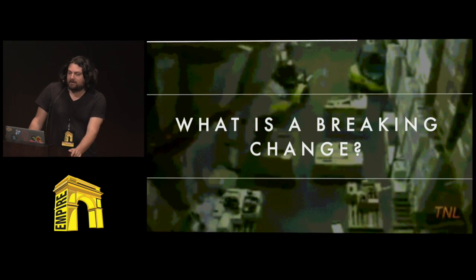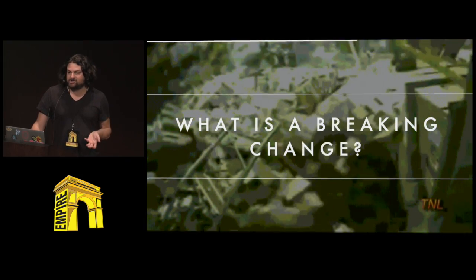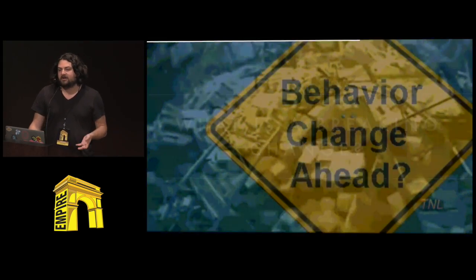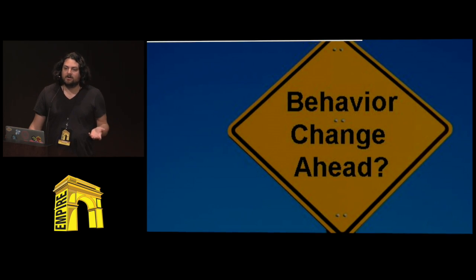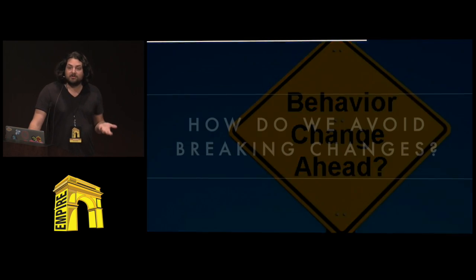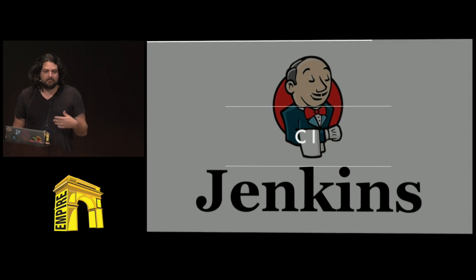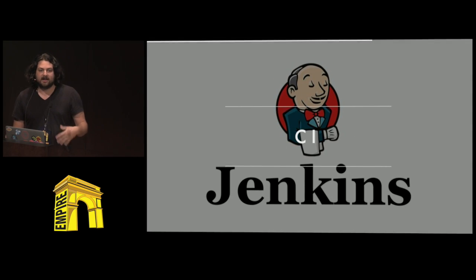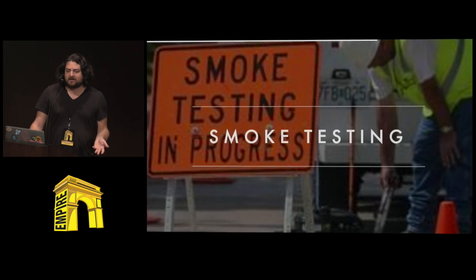So we talked about breaking changes. What exactly is a breaking change? Primarily, as I mentioned before, a breaking change is anything that changes behavior, anything that changes the expected contract between the library and the user. So how do we avoid breaking changes? One way is with CI. We have a couple thousand unit tests that we run every time a change is going to land that touches code and not documentation. We also do something called smoke testing.